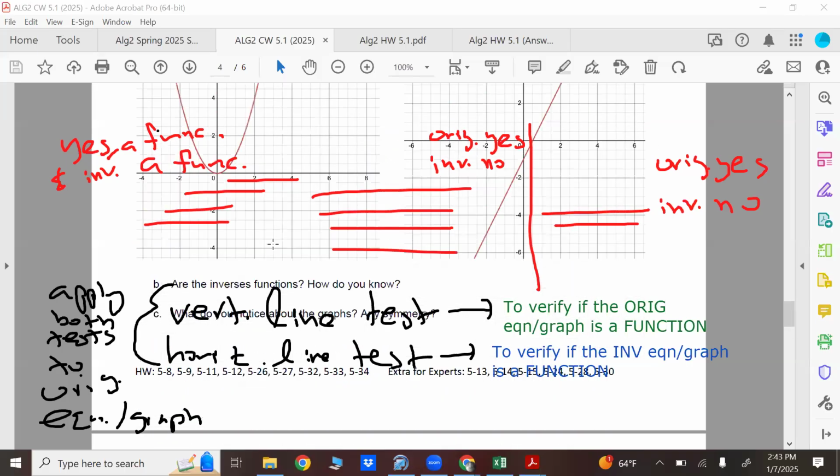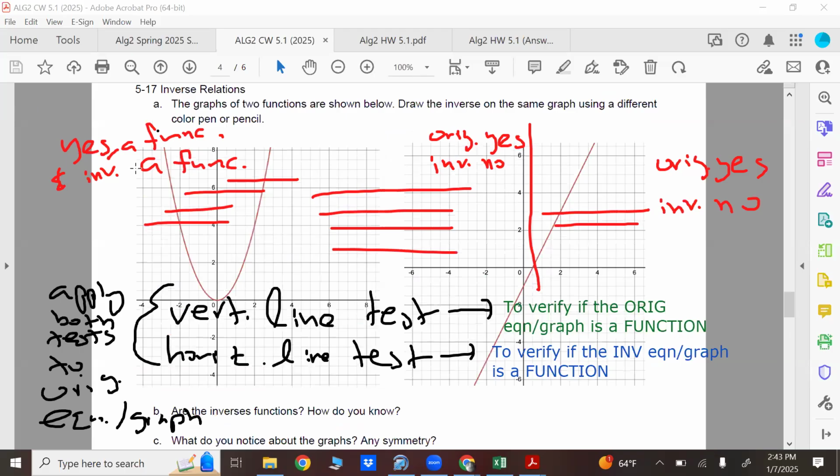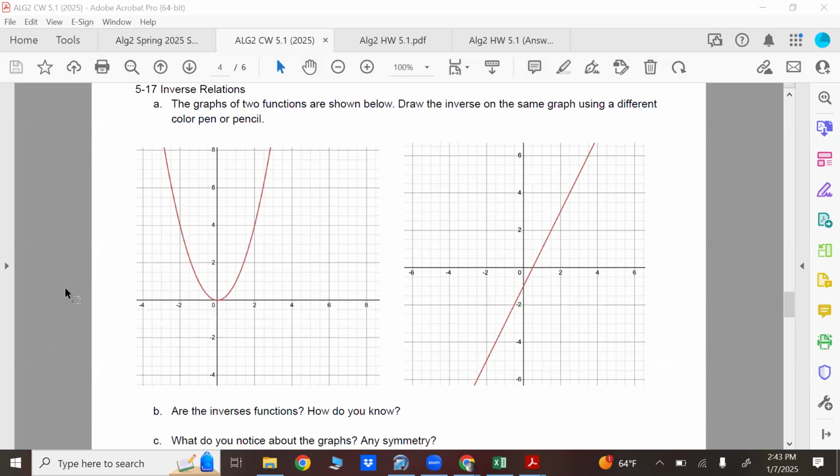Last part here, and then we're all done. Then you guys can get a head start on homework. Homework is just going to be homework number 1 in your packets. Draw the inverse. Okay. This is good. I like this. I'll answer part B and C in a moment. Here's what I suggest you guys do: make a table.